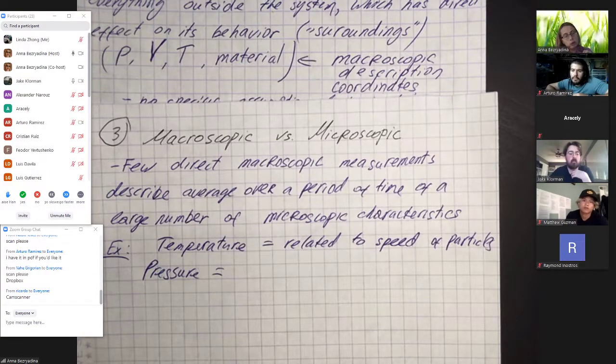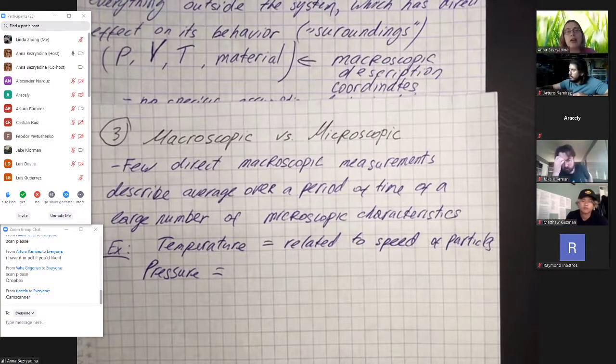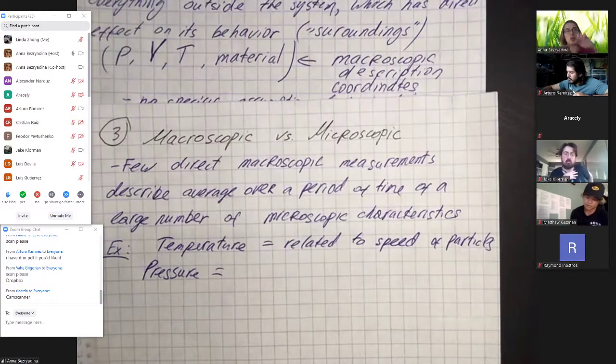Not exactly, but the pressure is equal to the average of the change of momentum per unit area. If you look microscopically at each particle when it hits the surface and goes back, it's changing momentum. So each small particle transfers momentum to the big surface, and when we look over the area, this is how we define the pressure.